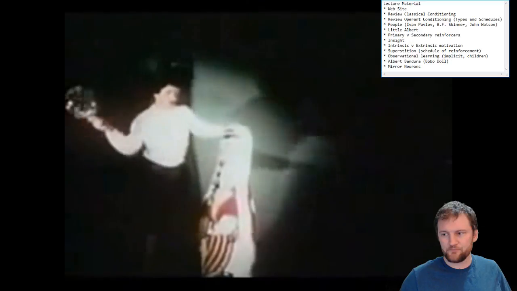Here's that. Model pummeled the doll with the mallet, flung it in the air, kicked it repeatedly. And this is observational learning from Bandura. Threw it down and beat it.